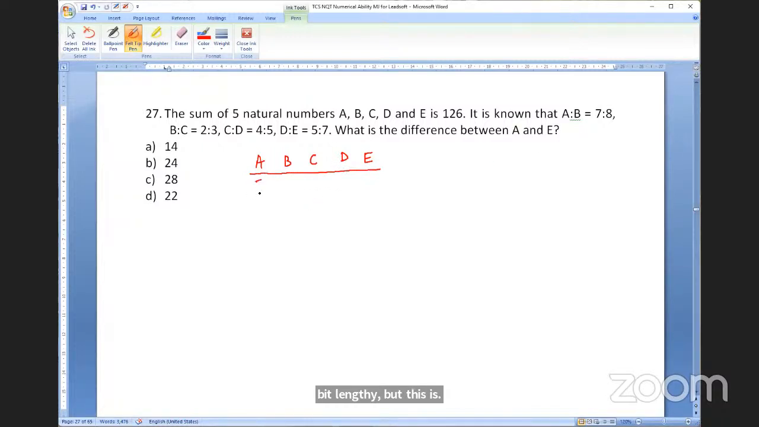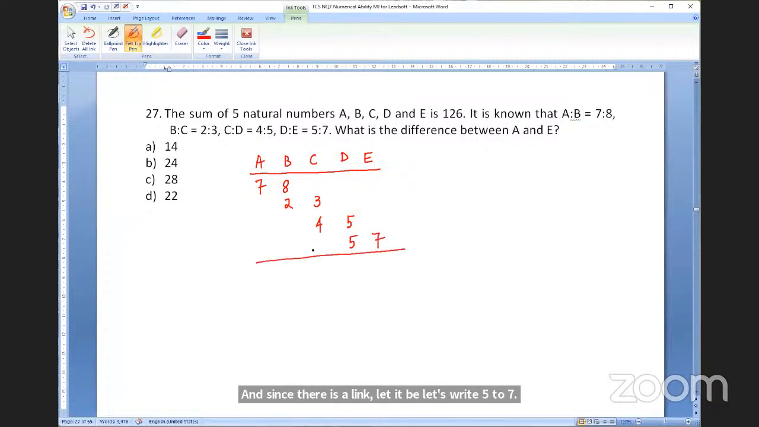A is to B is 7 is to 8. Then below that, write B is to C. B is to C is 2 is to 3. C is to D is 4 is to 5. And D is to E is 5 is to 7. C is to D is 4 is to 5. And D is to E is 5 is to 7. And since there is a link, let it be. Let's write 5 is to 7. We need to complete this.